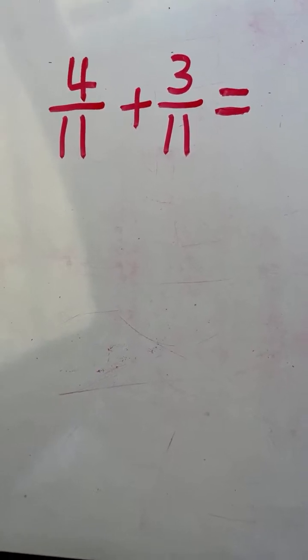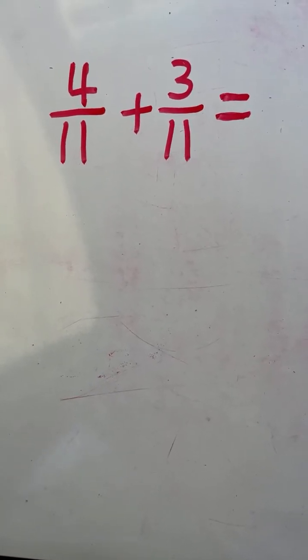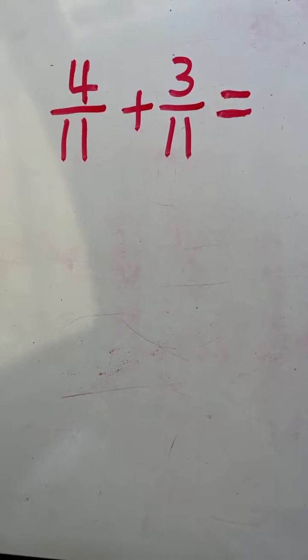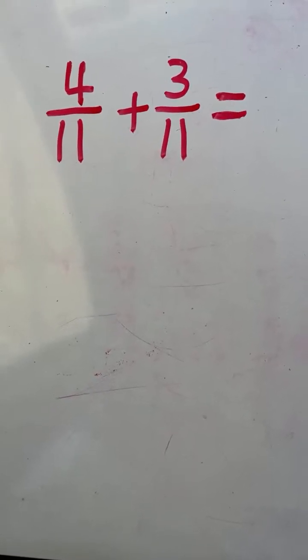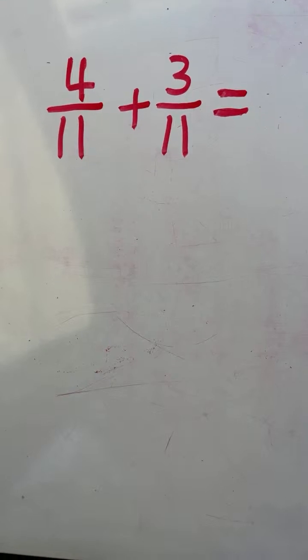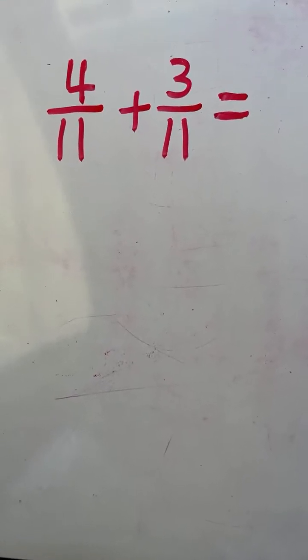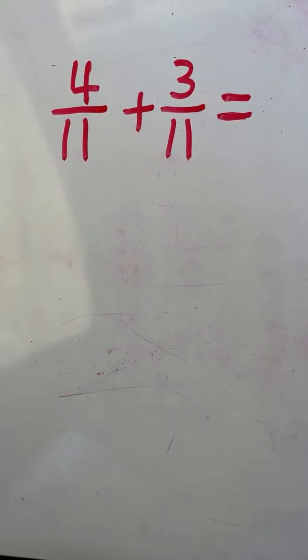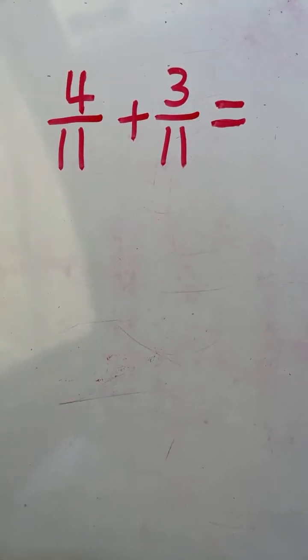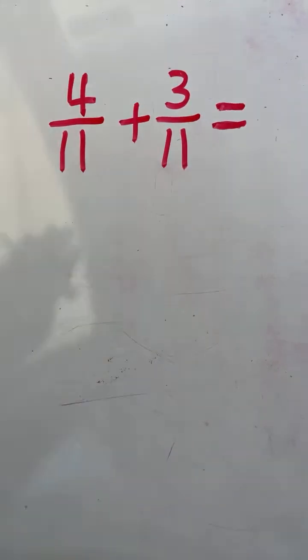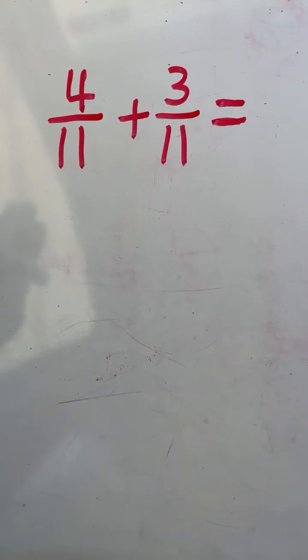So this video is going to be a review of adding fractions with like denominators. 4 11ths plus 3 11ths is our first example problem. And I'm going to go through step by step how to solve that problem. So adding fractions with like denominators consists of two simple steps.